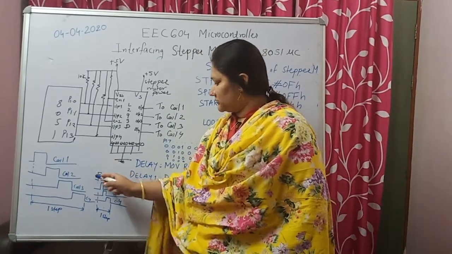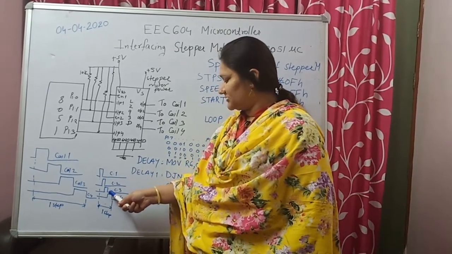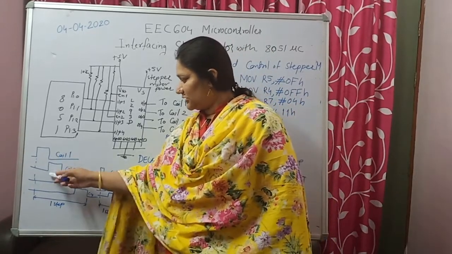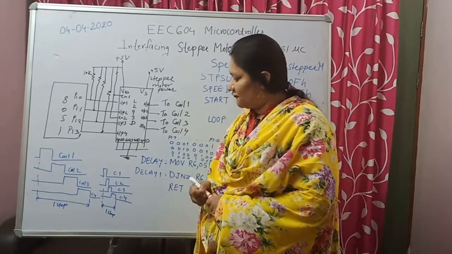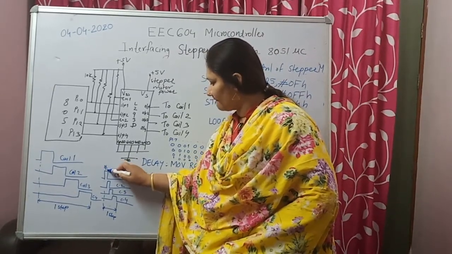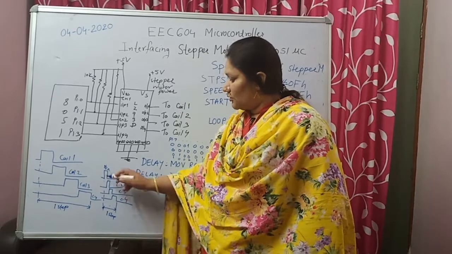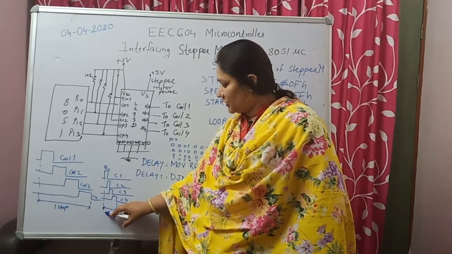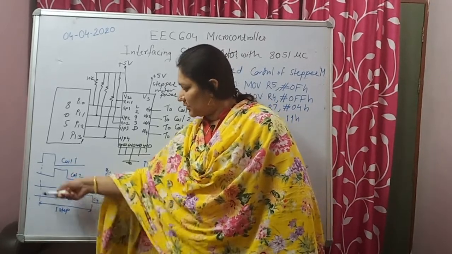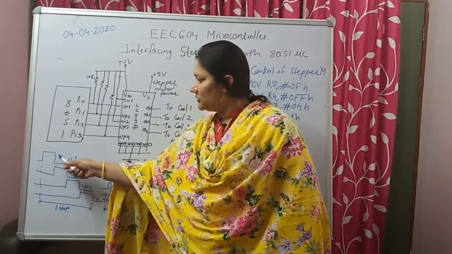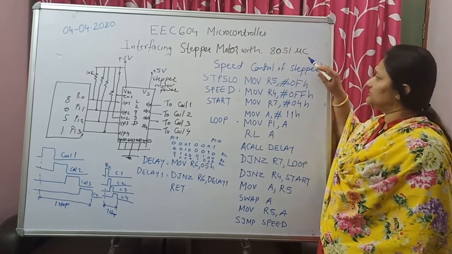But when we reduce this delay, this may become X by 4, this may be X by 4, this may be X by 4, this may be X by 4. So previously it was taking 4X time to complete one step rotation, but now it takes X by 4 plus X by 4 plus X by 4 plus X by 4, that is X time to complete one step rotation. So when the motor moves for a shorter duration for one step, the speed of the motor is higher compared to the speed at the earlier place. We have to control these timings with the help of programming, and this is what we have done in the speed control routine of stepper motor with 8051 microcontroller.